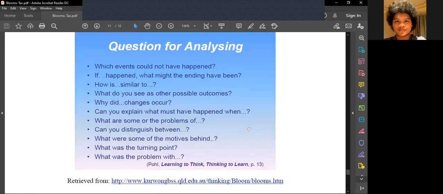Questions for analyzing. Which events could not have happened? If happened, what might the ending have been? How is familiar to? What do you see as the other possible outcomes? Why did changes occur? Can you explain what must have happened when? What are some problems of? Can you distinguish between? What were some motives behind? What was the turning point? What was the problem with?